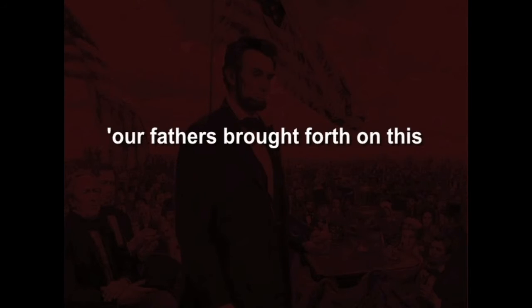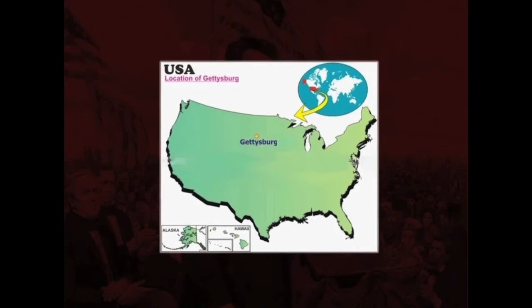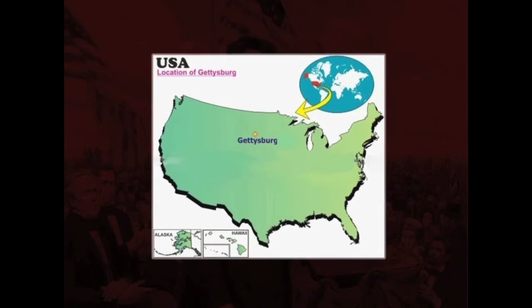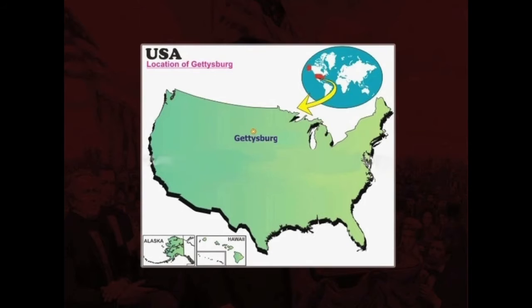Given the fact that the address is a speech delivered at the dedication of a cemetery, it's a local event with a limited reach. Gettysburg is a tiny little town in the state of Pennsylvania, which is one of the states of the United States of America. He begins with the continent and with the nation when he says, and I quote, "Our fathers brought forth on this continent a new nation." He locates Gettysburg very specifically in the United States of America, which is itself located within the American continent.